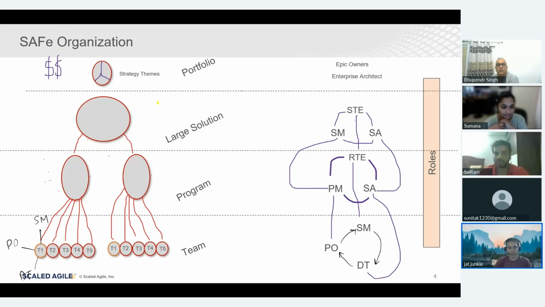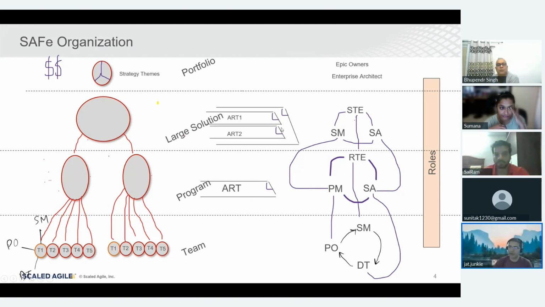Now let's talk about requirement terminologies that SAFe uses. So this is Agile Release Train, and then if you have multiple Agile Release Trains, we have a solution train.